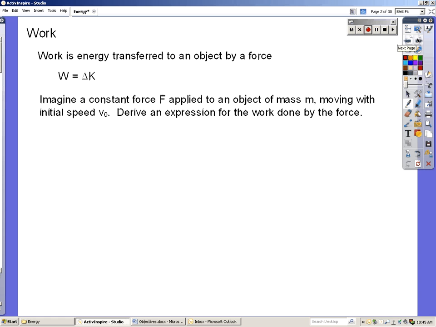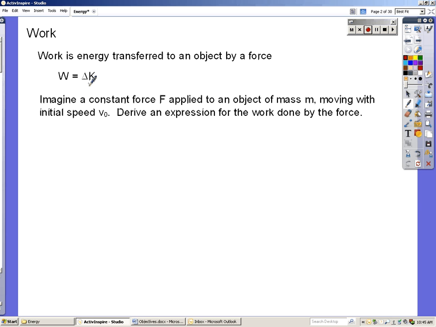The next topic is work, or working. When a force does work on a system, that force is transferring energy to that system. Since the only kind of energy we know about so far is kinetic, we said that the work is equal to the change in the kinetic energy. So let's try to get an expression for the work that a force does in terms of the force, rather than in terms of the kinetic energy.